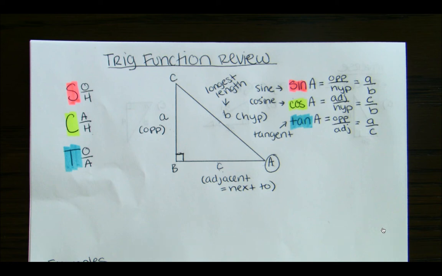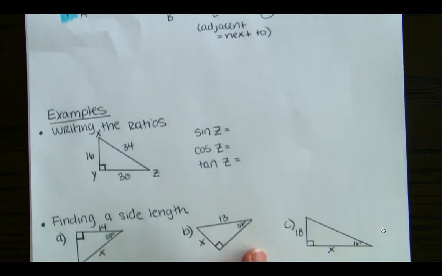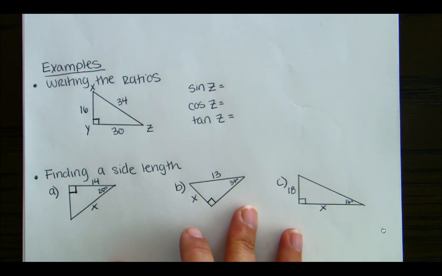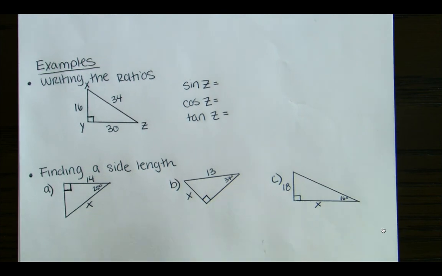So the next thing I'm going to do is go over a few examples. These should be familiar to you up until this point, but just in case you need a refresher, this is what it's there for. So the first thing we're going to look at is writing ratios. This way you'll be able to see it given numbers, so you'll actually see some values.